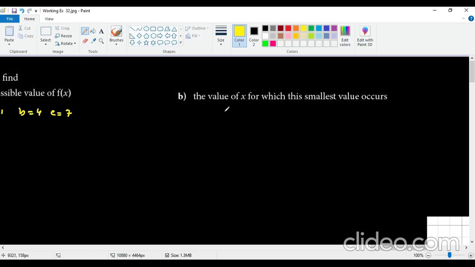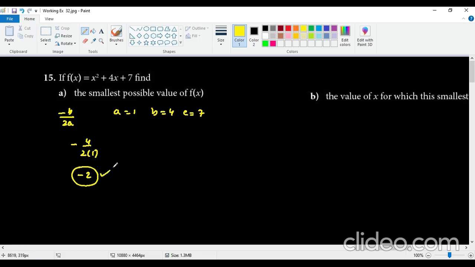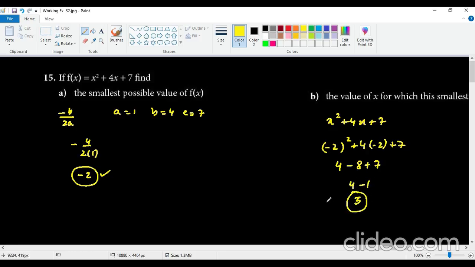Okay, so in here what we do is we are going to take minus 2, this value of x, and put it in the equation first. x square plus 4x plus 7. Let's see what we get. It is minus 2 square plus 4 times negative 2 plus 7. This gives us a 4, and minus 8 and plus 7. So altogether it's going to give us 4 minus 1, it's going to give us a 3. This is the value of y.